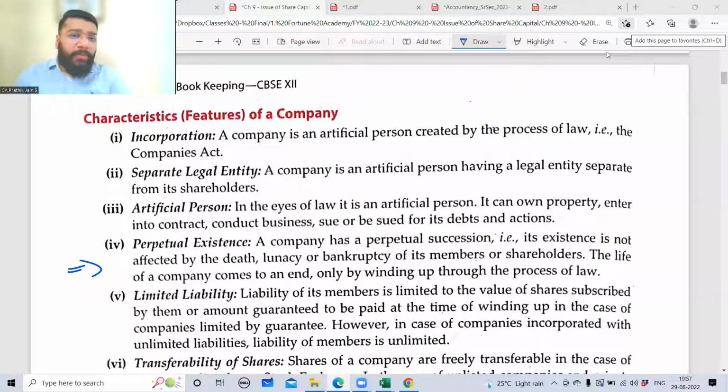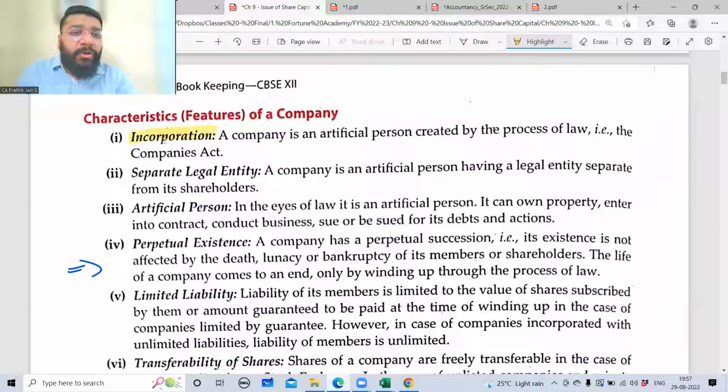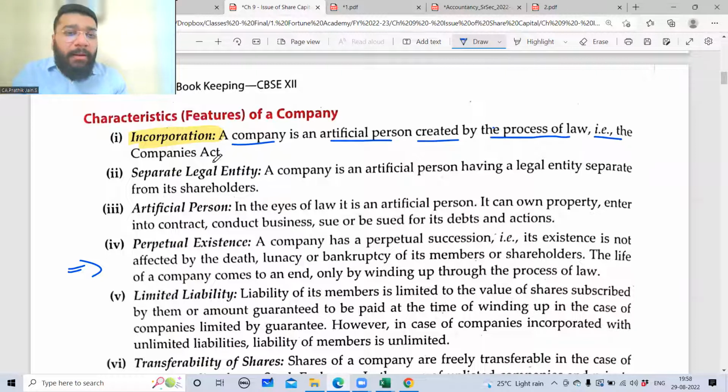Yes, people, welcome back from the break. So let's continue with the characteristics or the features of a company. The first feature, guys, is incorporation. I've told you the meaning of incorporation. Incorporation in one single word is registration. A company is an artificial person created by the process of law. That is the Companies Act.